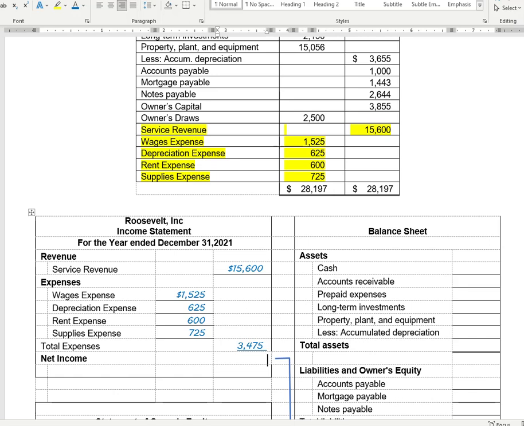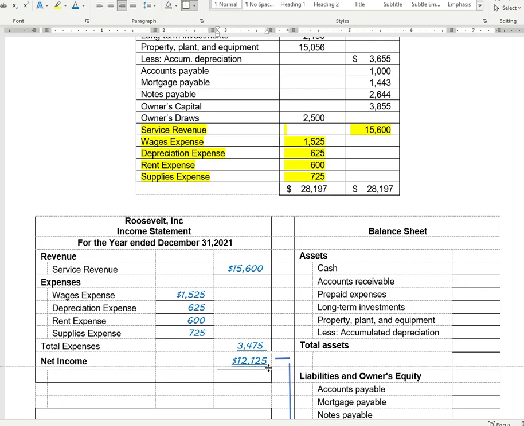And now we have to calculate our net income. Our net income is the service revenue minus our total expenses, and that gives us $12,125. Since that is our total, we need a double underline. You can't see that there, but it's there.